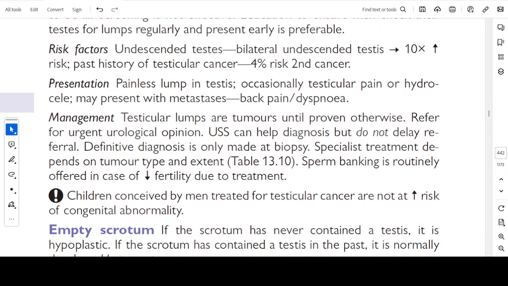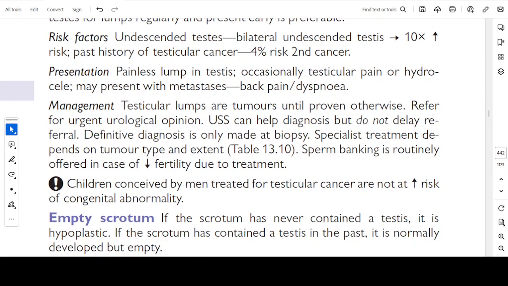Refer for urgent urological opinion. Ultrasound scan can help in diagnosis but do not delay referral. Definitive diagnosis is only made at biopsy. Specialist treatment depends on the tumor type and extent. Sperm banking is routinely offered in case of decreased fertility due to treatment.